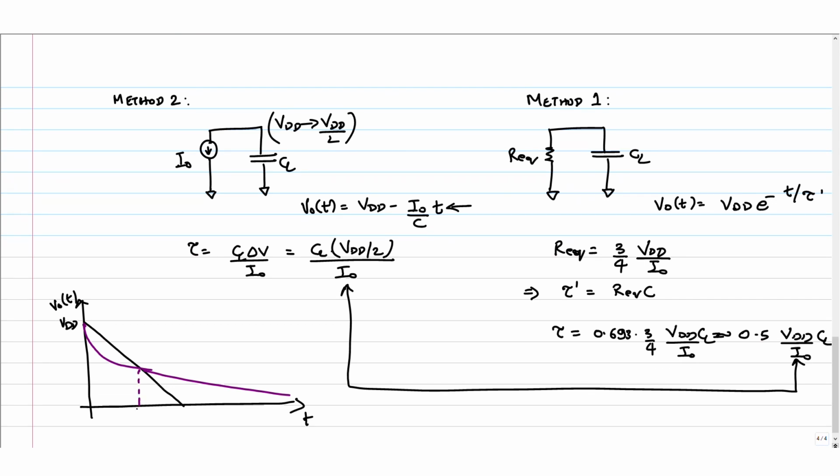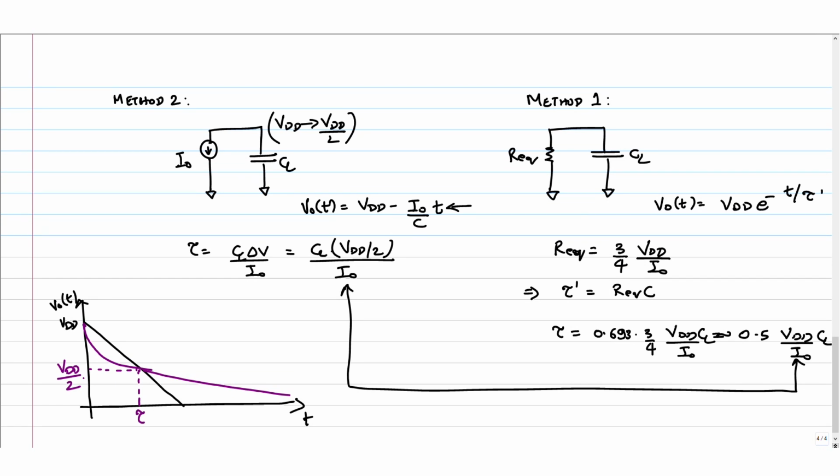Asymptotically it will go down to this thing. So this is my delay tau and this is VDD by 2. So the two models give the same answer at that particular instant of time. At any other instant the two models are different, right? The delays are the same.